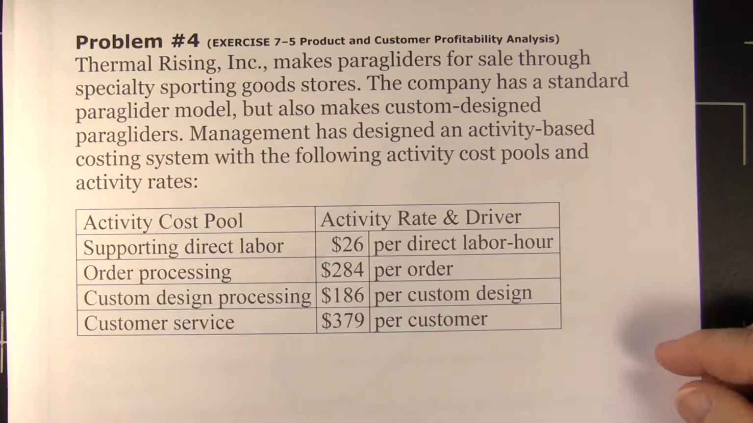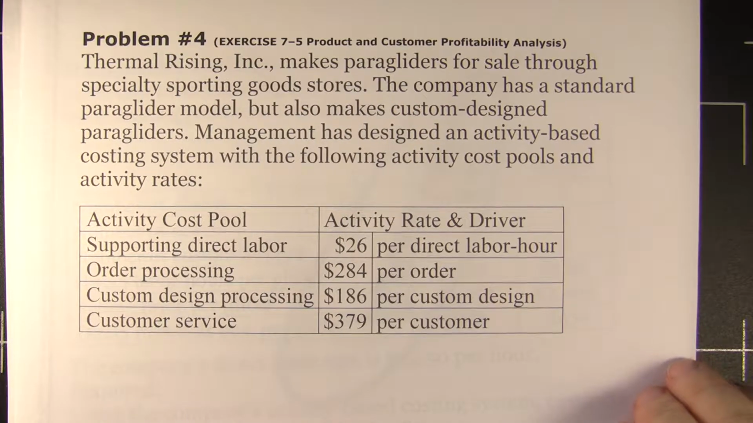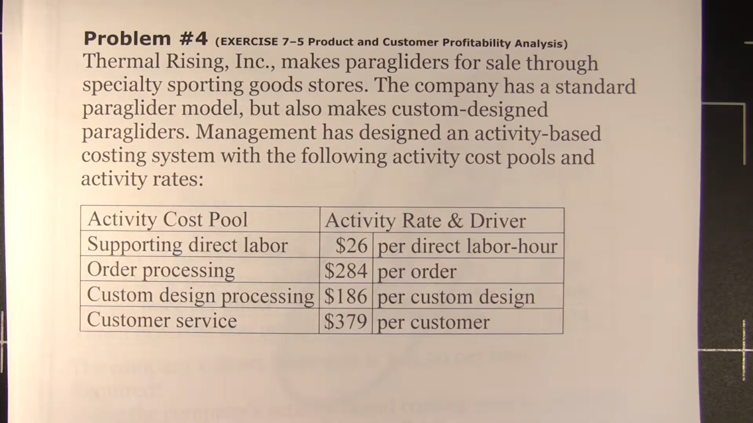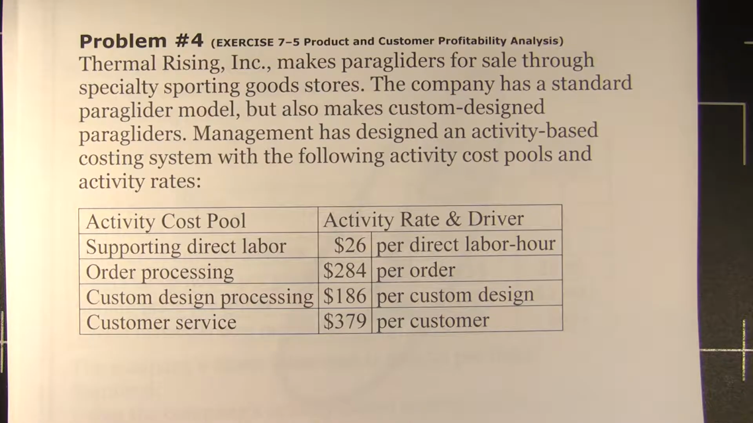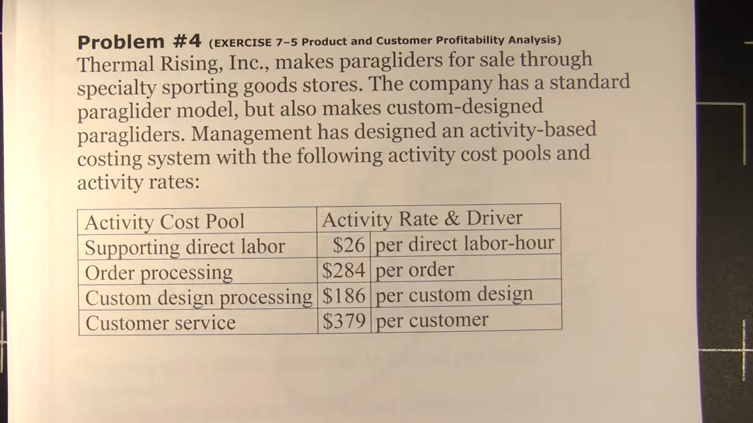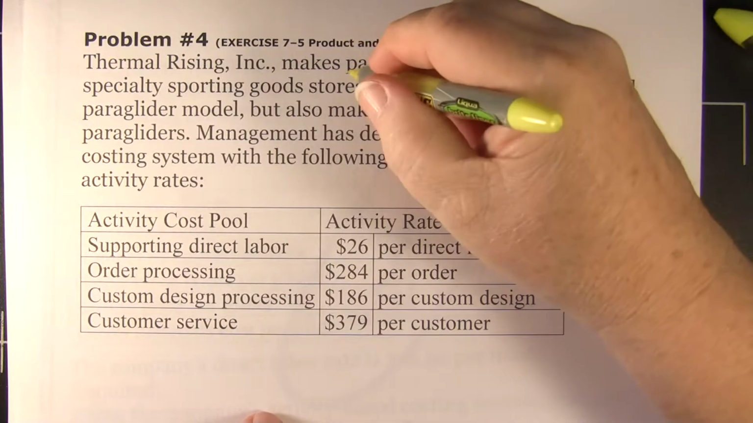This problem was a reminder to me that you have to remember to read the problem thoroughly. I read through it quickly and I see paraglider and I'm thinking, what is a paraglider? Because my mind goes immediately to paratransit, because I had a partner whose wife had to rely on that. And I had to read it again to realize that we're talking about para as in parachute. So this company makes paragliders, once you read it carefully, for sale through specialty sporting goods stores.